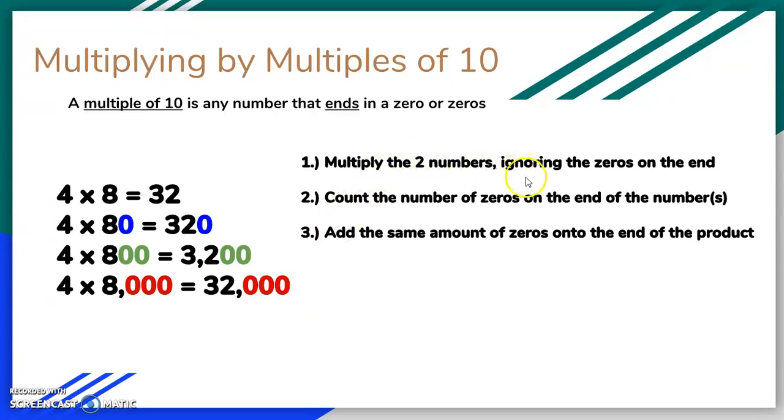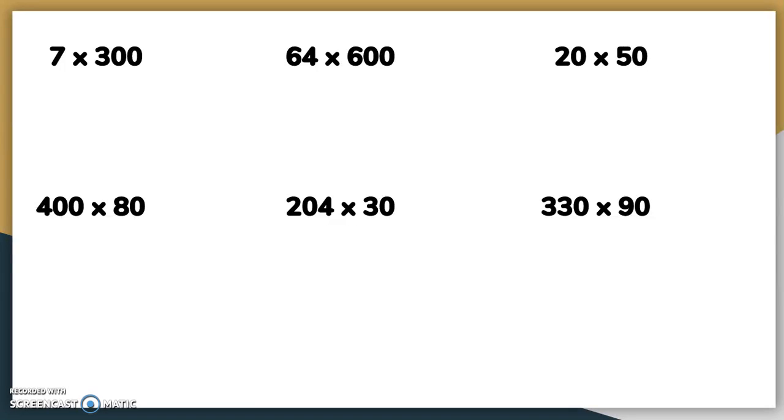So I multiply the two numbers and I'm ignoring the zeros on the end for the moment. After I get done with the multiplication, I count the number of zeros on the end of the number or numbers. And then I add the same amount of zeros onto the end of the product when I'm done. So we're going to try a couple examples and we'll see how they go.